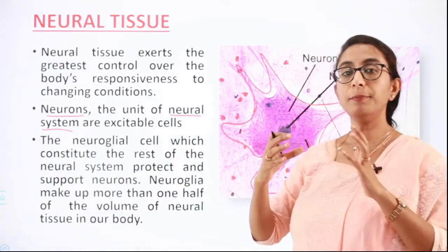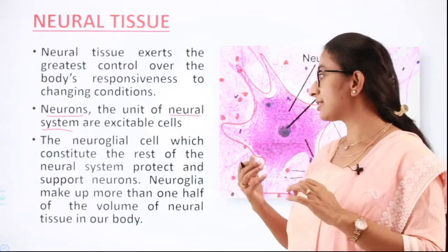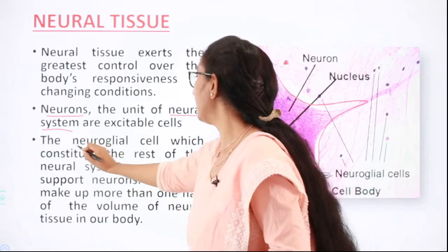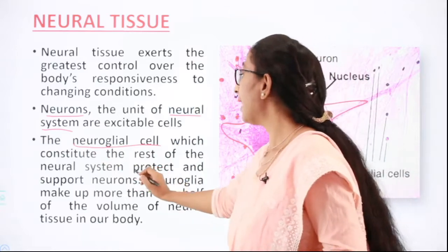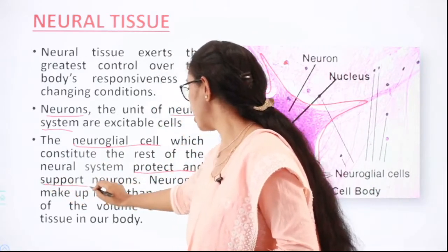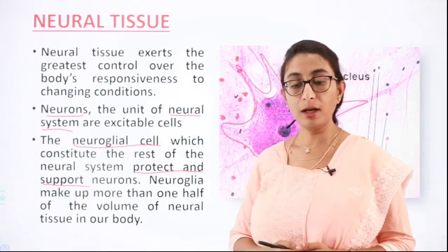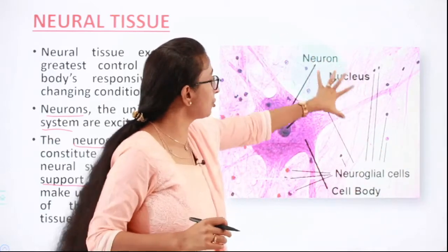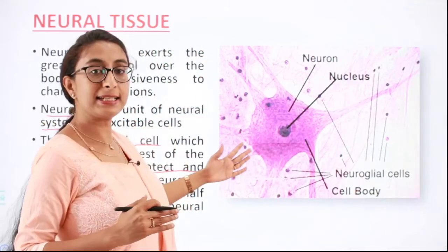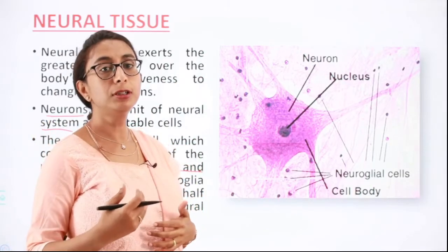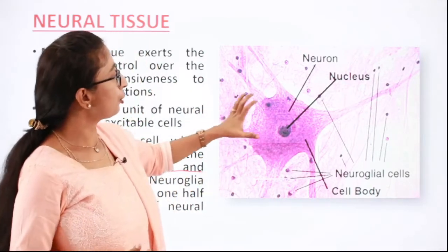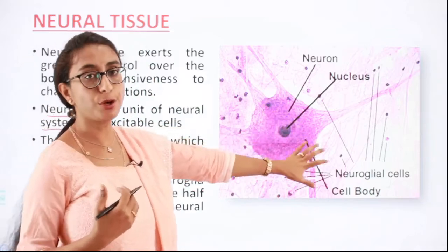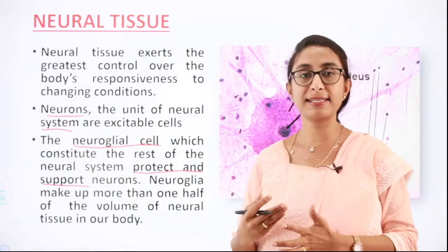Neurons are the basic unit of the nervous system, and these are excitable cells. It is the neuroglial cells which constitute the rest of the neural system, and they provide protection and support to the neurons. The neuroglial cells make up more than half of the volume of the neural tissue in our body. Here itself in this picture, you can find so many neuroglial cells. So the neural system consists of the neurons, which are highly excitable cells, and the neuroglial cells which provide support and protection to the neurons.